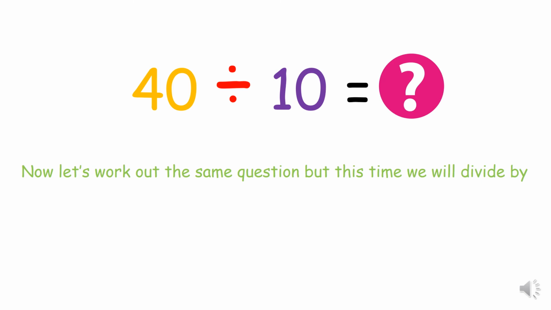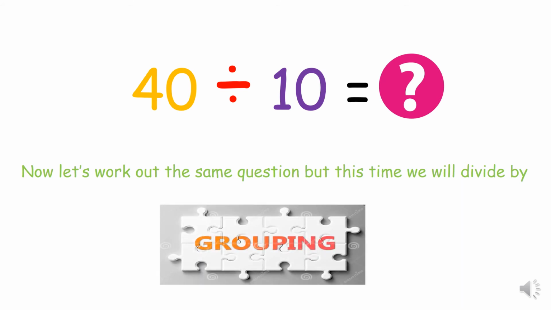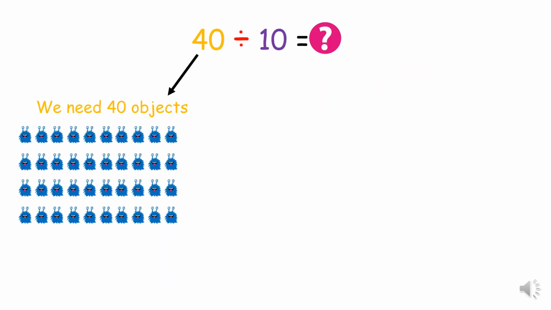Now we're going to work out the exact same question, but this time we're going to divide using our other division strategy. Can you remember what it is? That's right, it's grouping. So now we're going to work out 40 divided by 10, but by grouping instead. So we need our 40 objects. So let's stick to our 40 aliens.